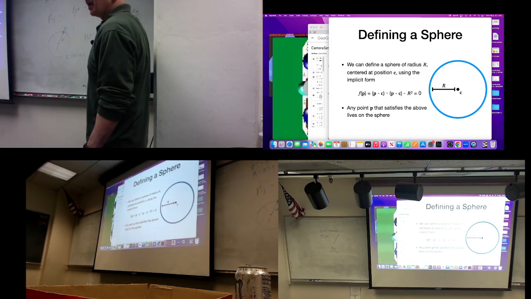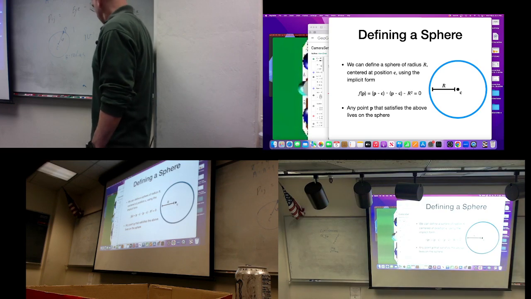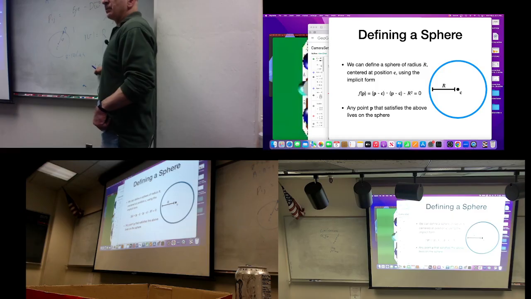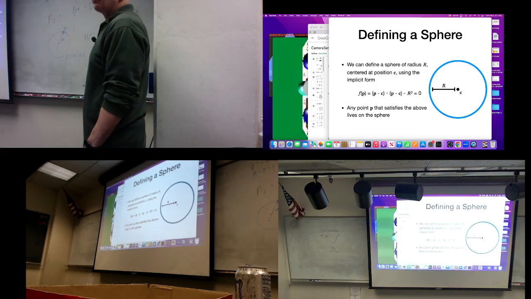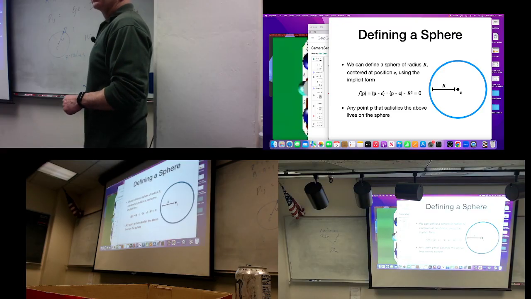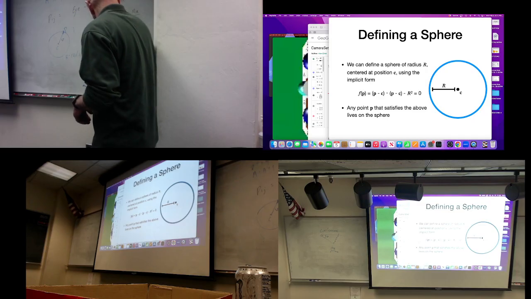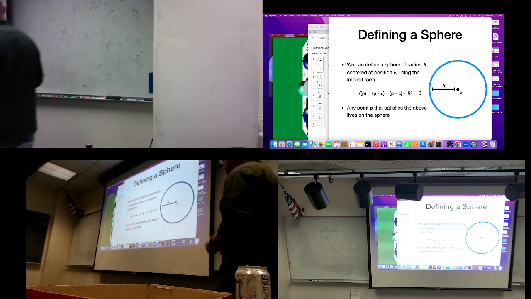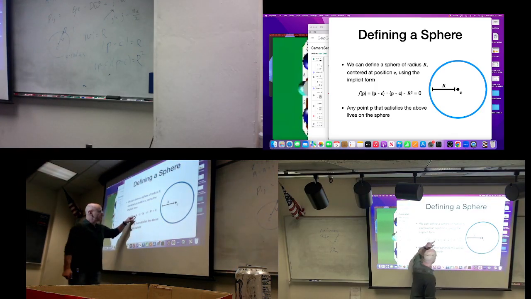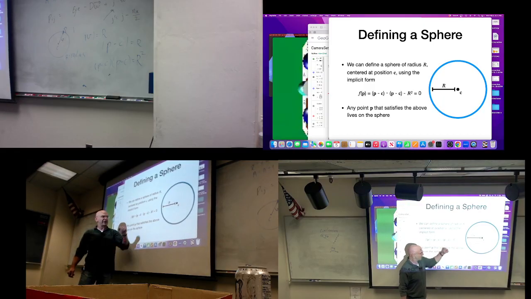Or (P minus C) times (P minus C). What is this dot product? Well, Euclid, Pythagoras will tell us that if I take the square root, I'll just get the radius squared, but instead of messing with the square root, which is a slow operation, I'll just compute once what the radius squared is. So for a point to be on the sphere, (P minus C) times (P minus C) minus R squared equals 0.